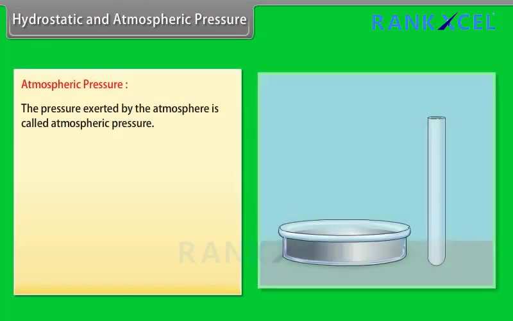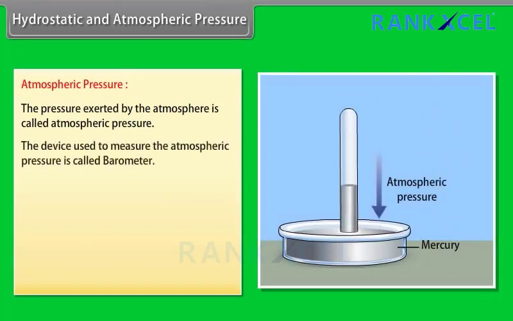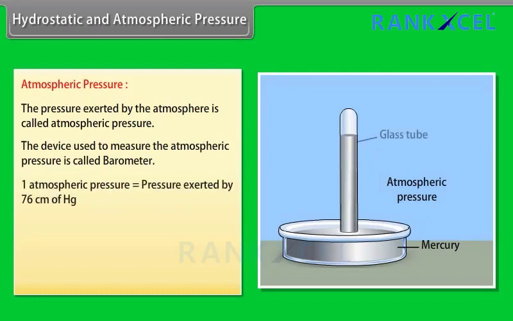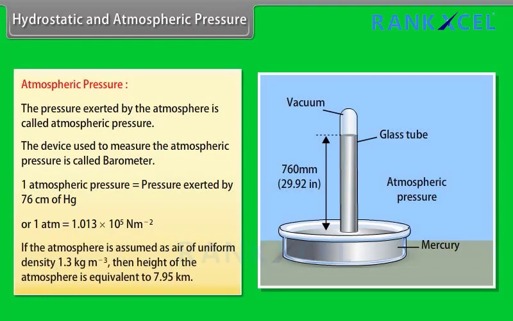Atmospheric pressure. The pressure exerted by the atmosphere is called atmospheric pressure. The device used to measure the atmospheric pressure is called barometer. 1 atmospheric pressure is equal to pressure exerted by 76 centimeter of mercury, or 1 atm = 1.013 × 10^5 newton per meter squared. If the atmosphere is assumed as air of uniform density 1.3 kilogram per meter cubed, then height of the atmosphere is equivalent to 7.95 kilometer.